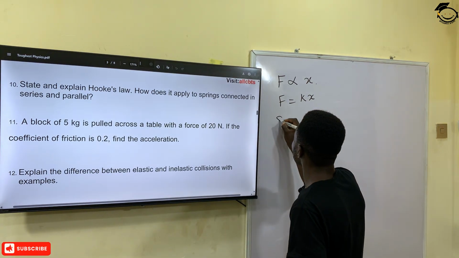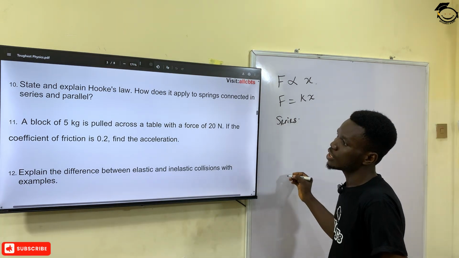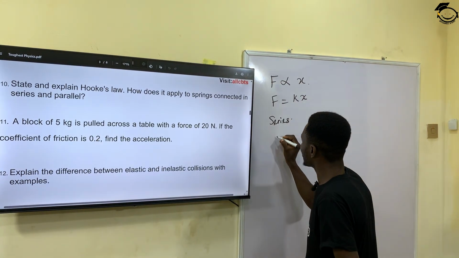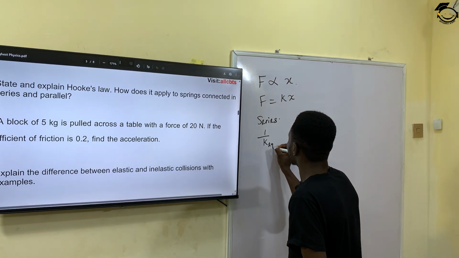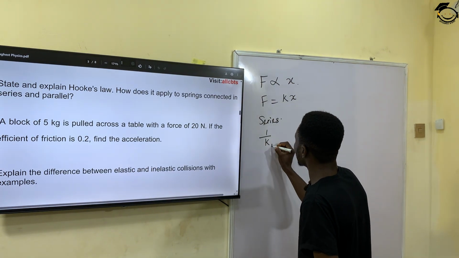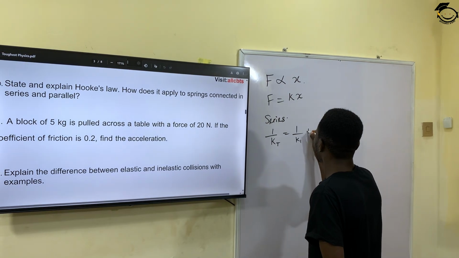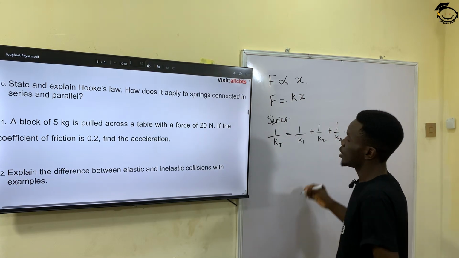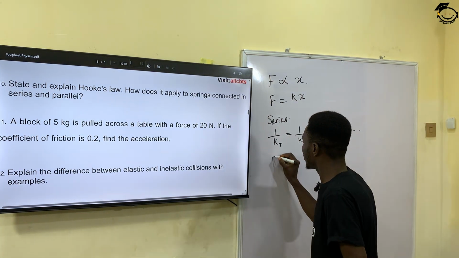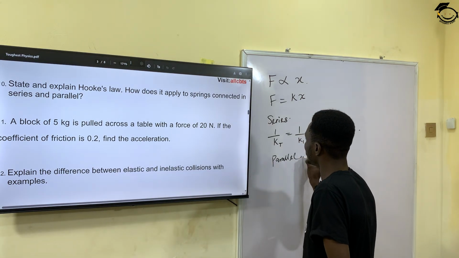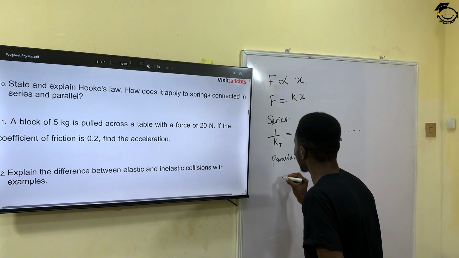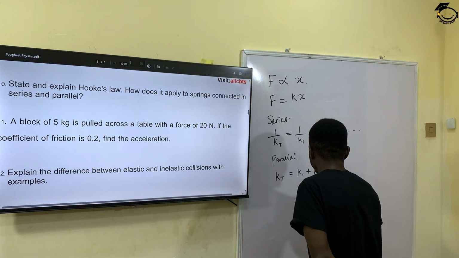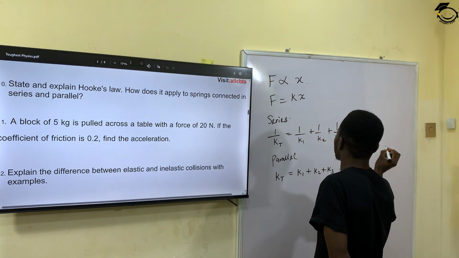When springs are connected in series, the total effective degree of stiffness can be calculated as 1 over K total is equal to 1 over K1 plus 1 over K2 plus 1 over K3 till infinity. But when springs are connected in parallel, the total effective degree of stiffness, Kt, is given as K1 plus K2 plus K3 plus down to infinity.